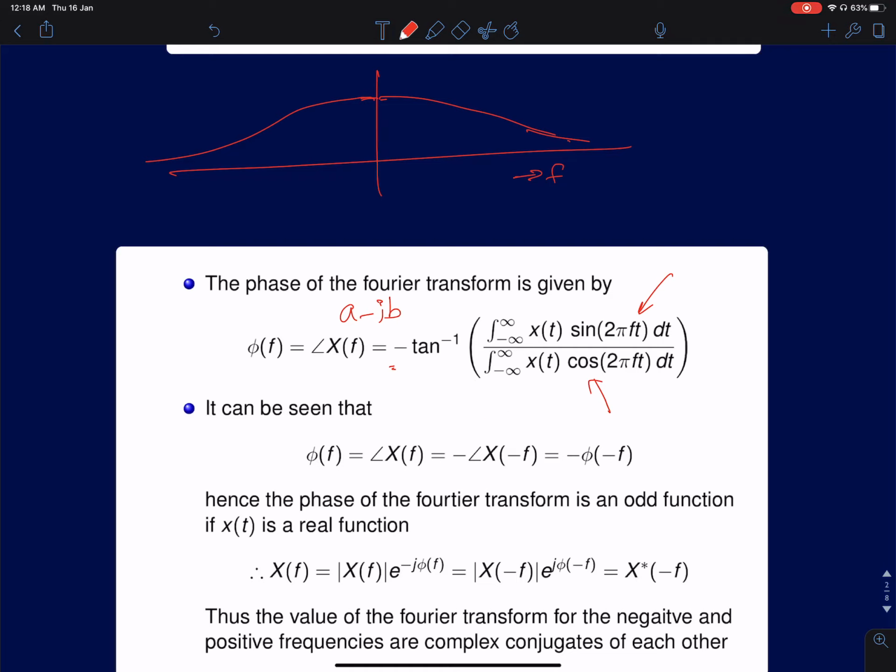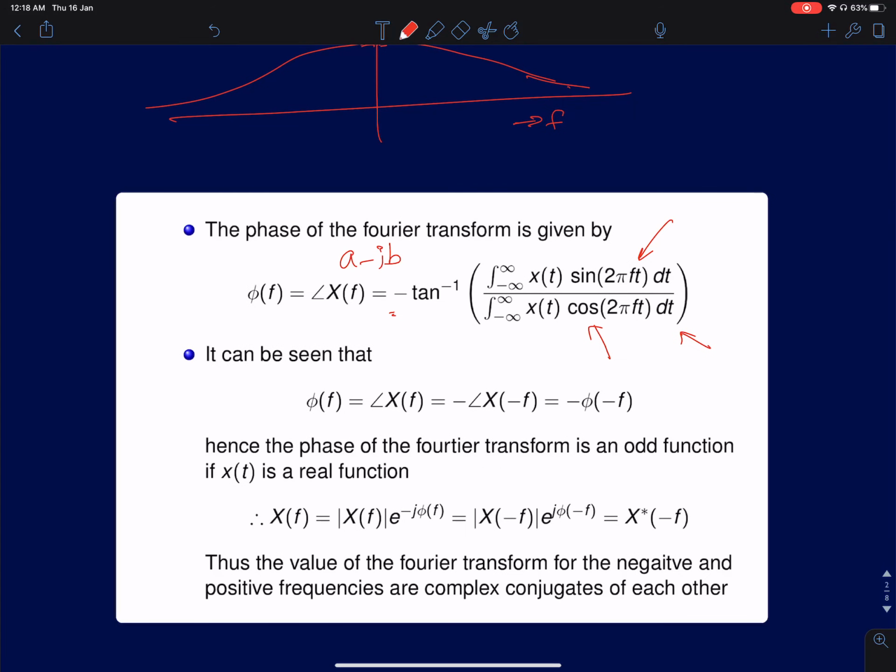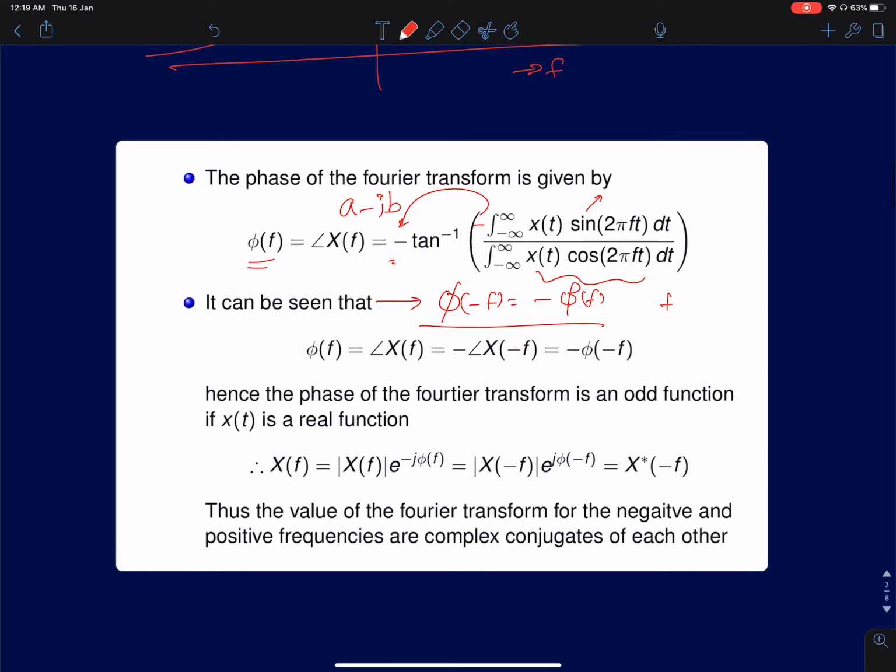Okay. So from that, when we see this expression and substitute f as minus f, sine of minus theta is minus sin theta, so you will get a negative sign here, and this will remain positive. When you take the negative out, you are going to get plus tan theta. So the phase function, when I do phi of minus f, is actually minus of phi of f. So your phase function is odd. The phase of the Fourier transform is an odd function of f. That's what this tells us.